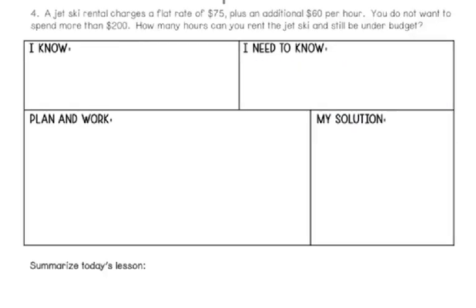Our final problem in today's note says a jet ski rental charges a flat rate of $75 plus an additional $60 per hour. You do not want to spend more than $200. How many hours can you rent the jet ski and still be under budget? After reading the situation, I know that I'm going to have a flat rate of $75. So no matter what, I have to pay $75. That means if I go 1 hour, 2 hour, 3 hour, no matter what, it's $75. That's my beginning rate.